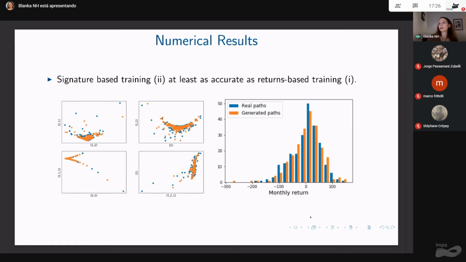So I will quickly wrap up now, being mindful of the time. On the left-hand side, you see the output of a network. So this is step 3, showing how the real paths, which are the blue ones, correspond to the input data, and the generated paths are the ones from the variational autoencoder. And what you see on the left-hand side are different projections onto two-dimensional subspaces of this signature expansion.